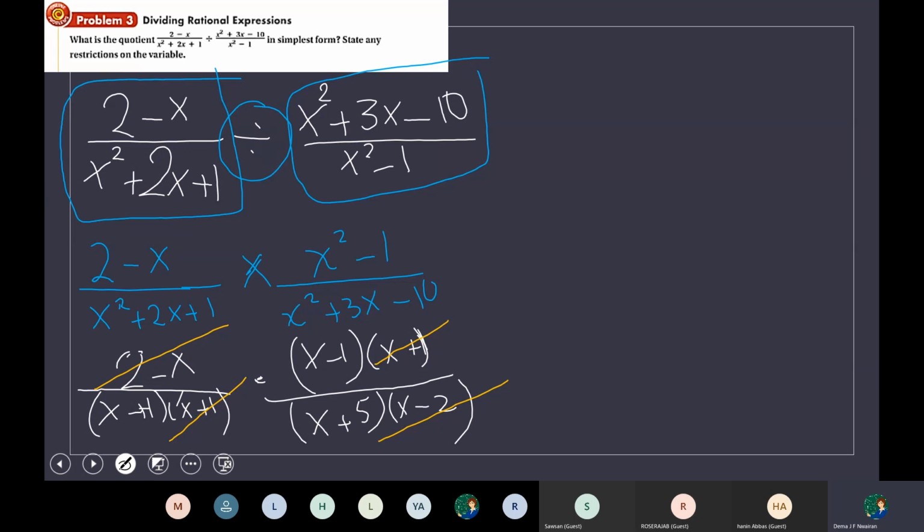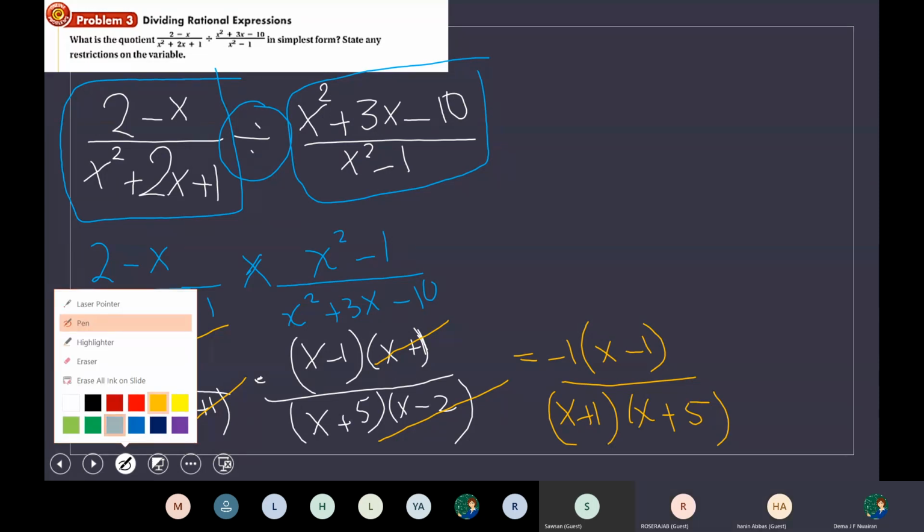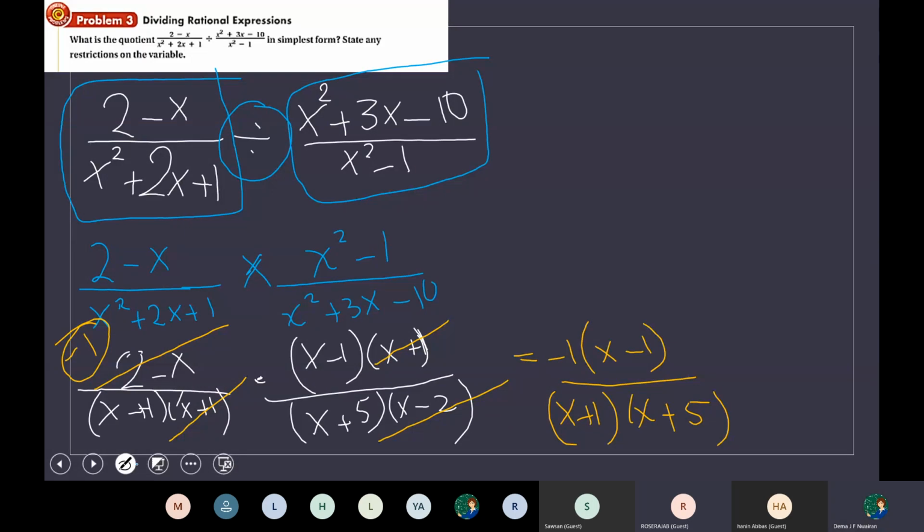2 minus x with x minus 2. Can I simplify them? You told me yes, Sausan. Simplify it by 1 or by negative 1? Negative 1. Negative 1, thank you. As I said yesterday. So negative 1 times x minus 1 over x plus 1 times x plus 5. Then, what are the restrictions of the variable? But teacher, negative 1 is in the denominator because of x minus 2.